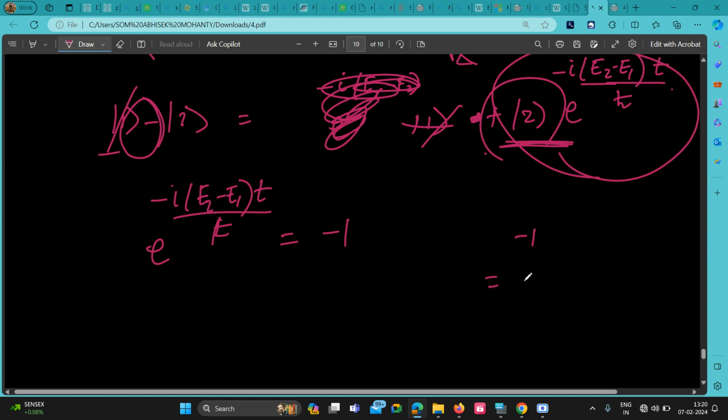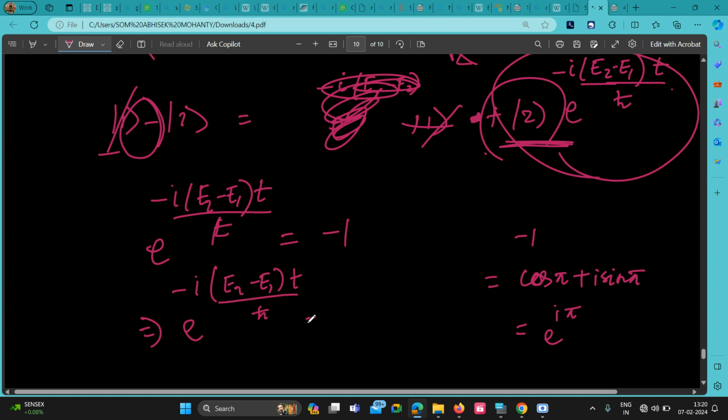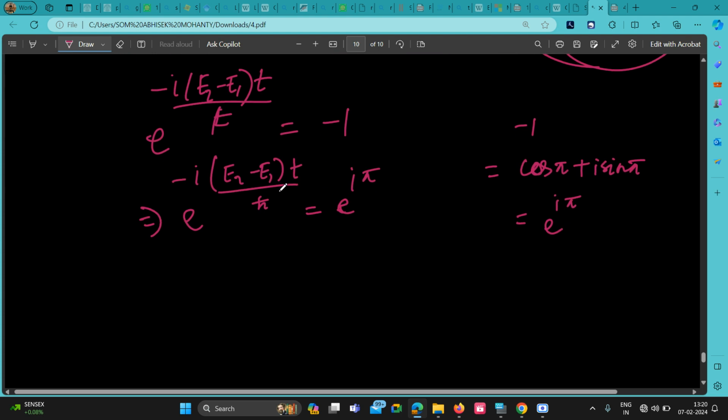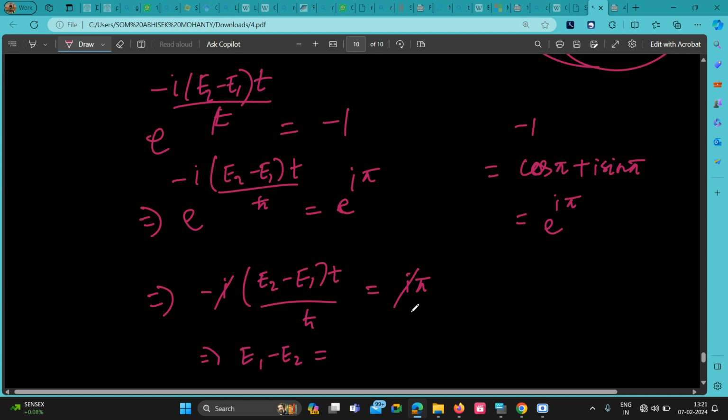So minus 1 we know, minus 1 can be written as cos pi plus i sin pi. See, sin pi is 0, so cos pi is minus 1. It can be written as e to the power i pi. Cos theta plus i sin theta is e to the i theta. So e to the power minus i(e2 minus e1)t by h cut is equal to e to the power i pi. So we'll equate the exponents. So minus i(e2 minus e1)t by h cut is equal to i pi. So i cancelled out. Now this one can go to that side, h cut pi by t.